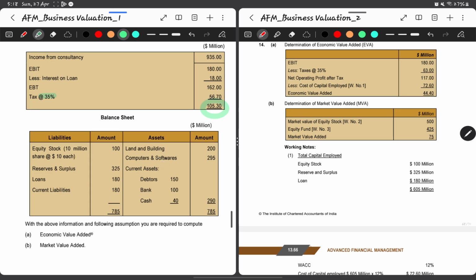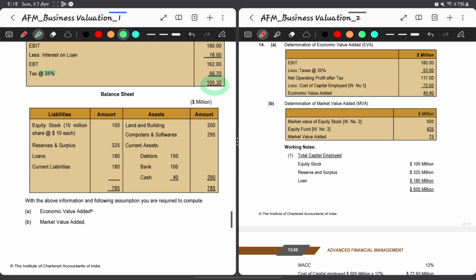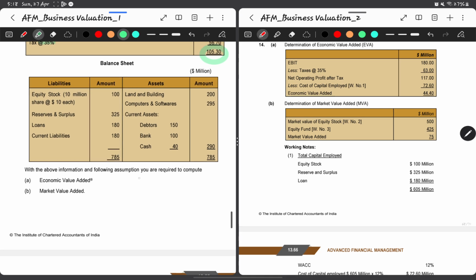Equity stock 10 million shares of $10 each. Reserves and surplus is there. Loans, current liabilities, land and building, computers and software, and current assets are there. With the above information and following assumption, you are required to compute economic value added and market value added.